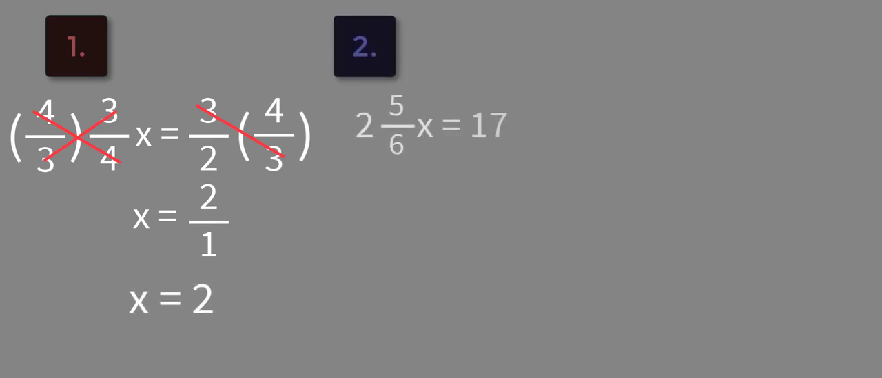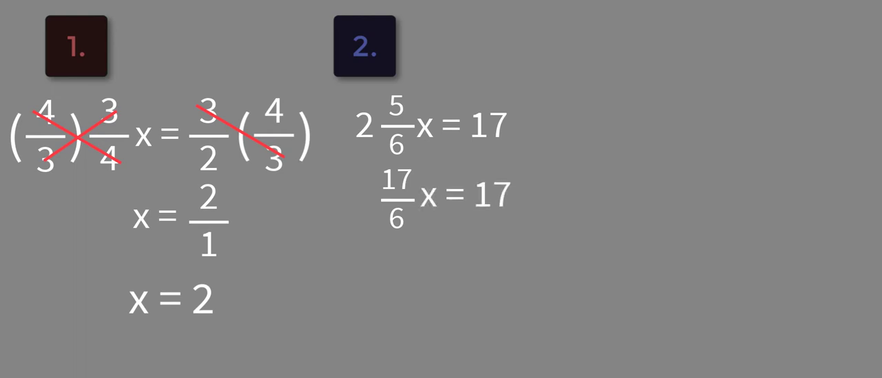With number 2, we have a mixed number as our coefficient. So we'll first turn it into an improper fraction. So 6 times 2 is 12, plus 5 is 17. So we have 17/6 x equals 17.